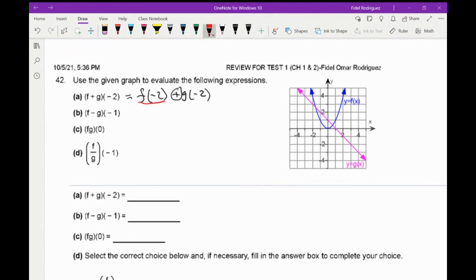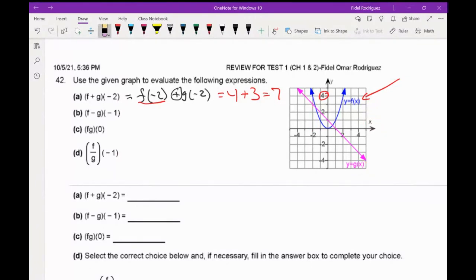F of negative 2 means let's go to the x-axis when x equals negative 2, right there. The f, y'all, is the blue graph. I'm going to go up to hit that graph. When we go up, look what number we hit. We hit the number 4. Then I'm going to do the same thing we did before. I'm going to go to x equals negative 2, and now I want to hit g. So I got to go up again, but this time I only go up to 3. So for that one, my answer is going to be 7. Okay?